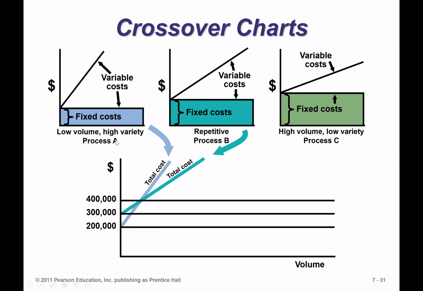So we're talking about process A, which could be any process, basically, process focus. This is repetitive focus, and this is, say, probably high volume, low variety, which could be mass customization. So for process focus, you can see that the fixed cost is higher than these two fixed costs. Everybody following me so far?